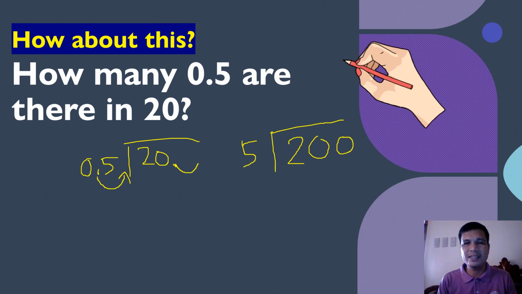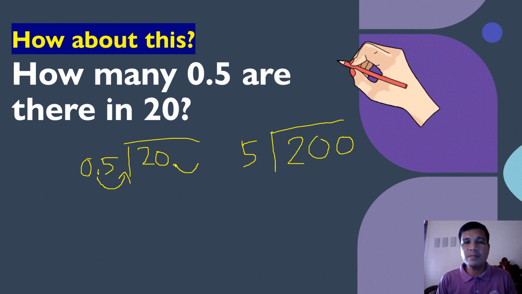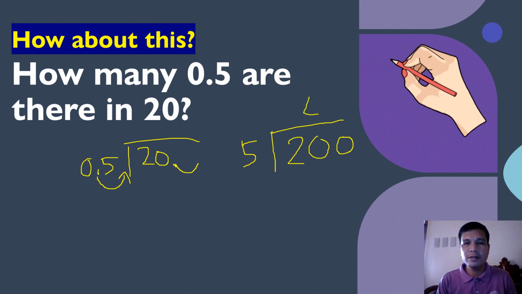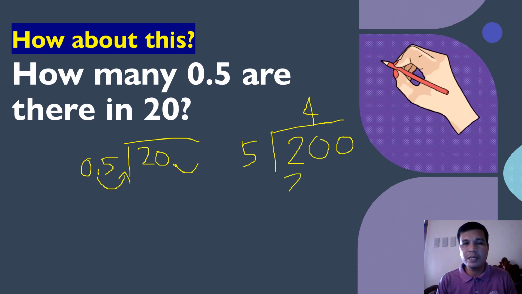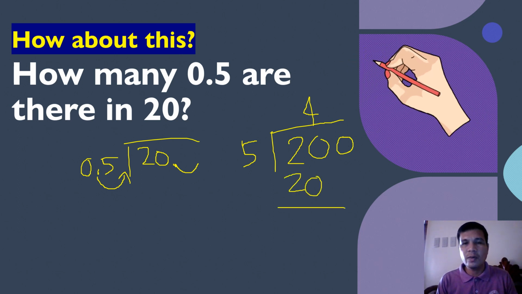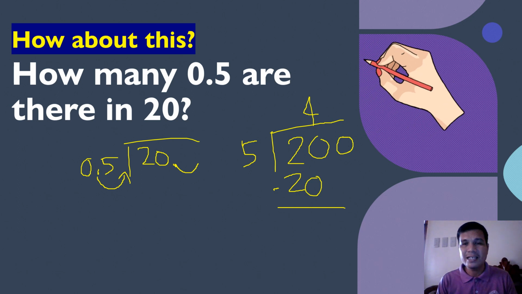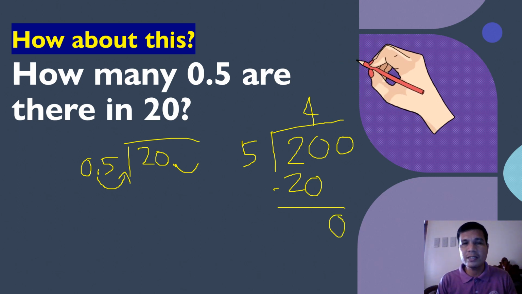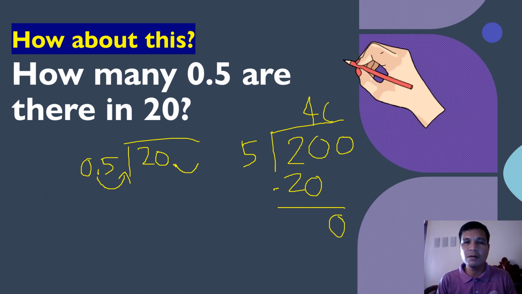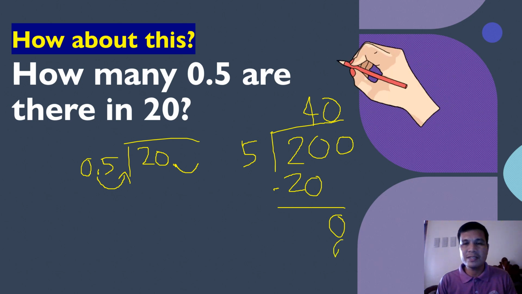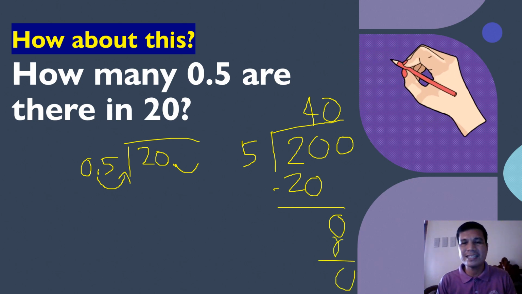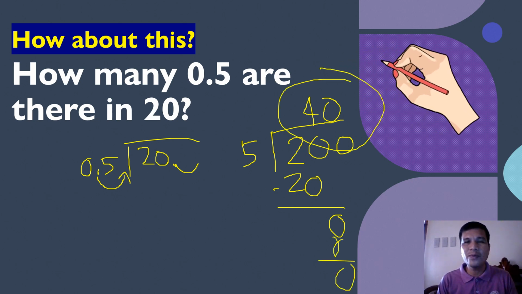So let us divide. 20 divided by 5 is 4. 4 times 5 is 20. 20 minus 20, 0, bring down 0, and 0 divided by 5 is 0. And 0 times 5 is 0. So our final answer is, very good, 40.